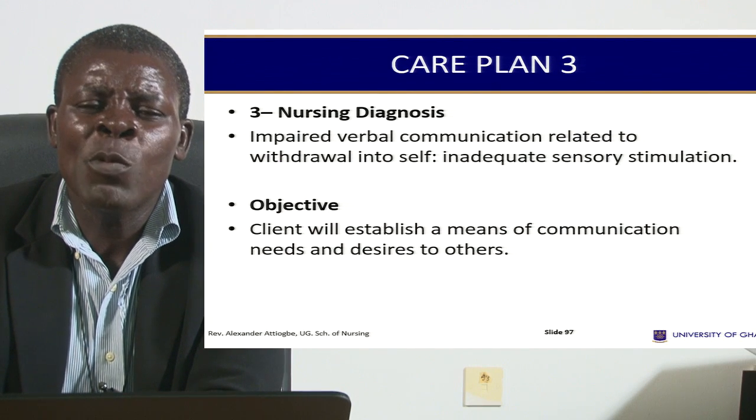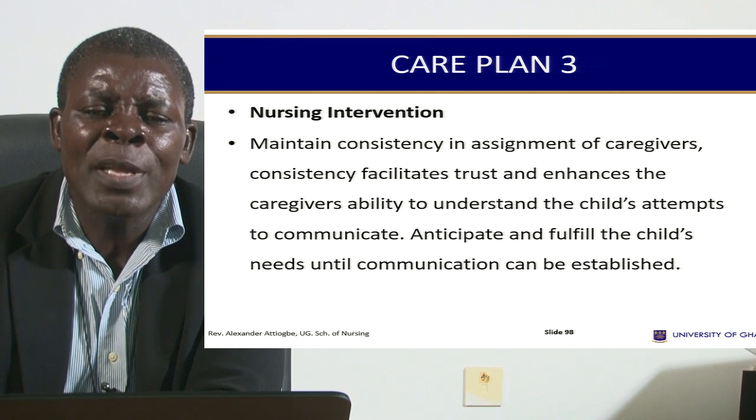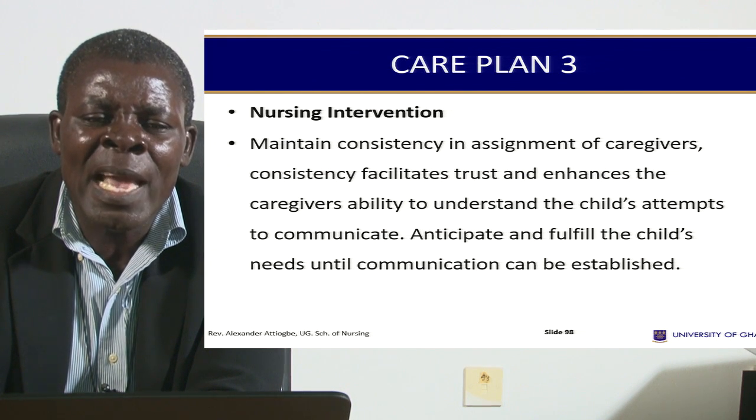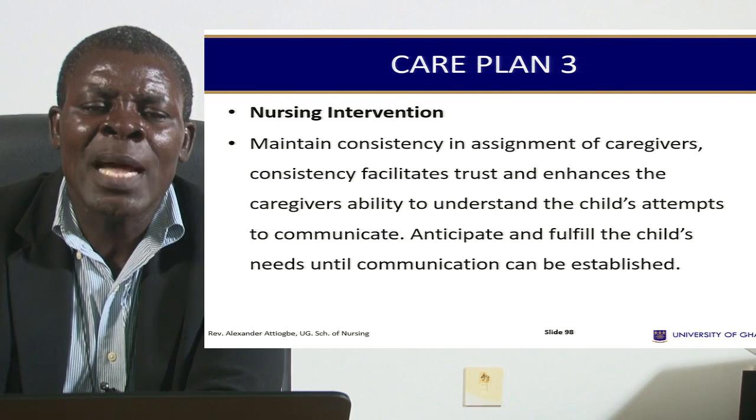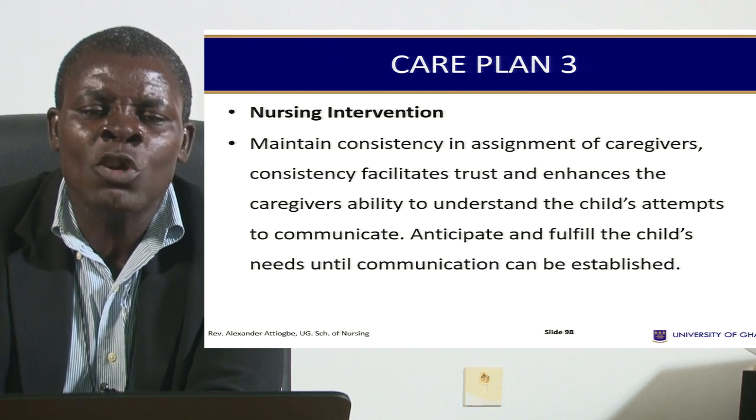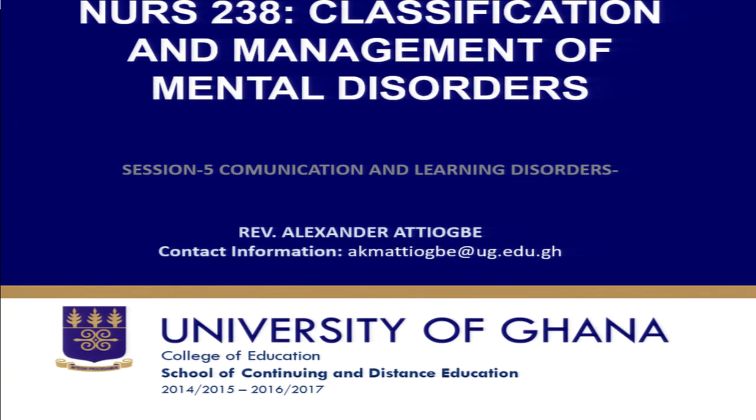If the child has a problem with verbal communication, maintain consistency in assignment of caregivers. Consistency facilitates trust and enhances the caregiver's ability to understand the child's attempt to communicate. Anticipate and fulfill the child's needs until communication can be established. Minimize frustration while the child is learning communication skills. Seek clarification and validation to ensure that the intended message has been conveyed. Give positive reinforcement when eye contact is used to convey nonverbal expressions.